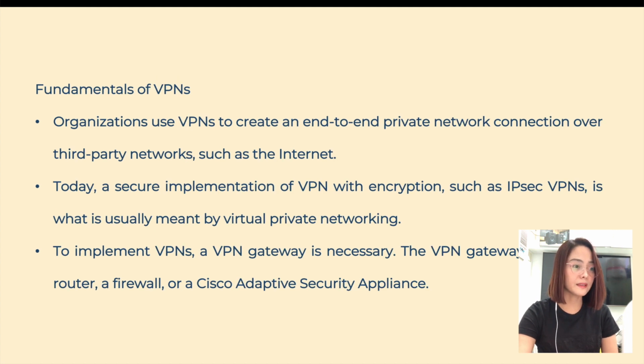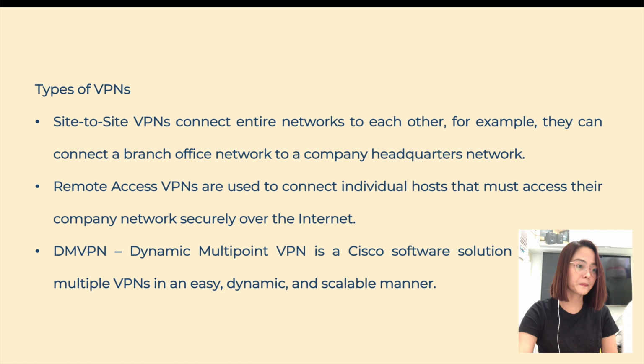Fundamentals of VPNs. Organizations use VPNs to create an end-to-end private network connection over third-party networks such as the Internet. Today, a secure implementation of VPN with encryption, such as IPsec VPNs, is what is usually meant by virtual private networking. To implement VPNs, a VPN gateway is necessary. The VPN gateway could be a router, a firewall, or a Cisco Adaptive Security Appliance.